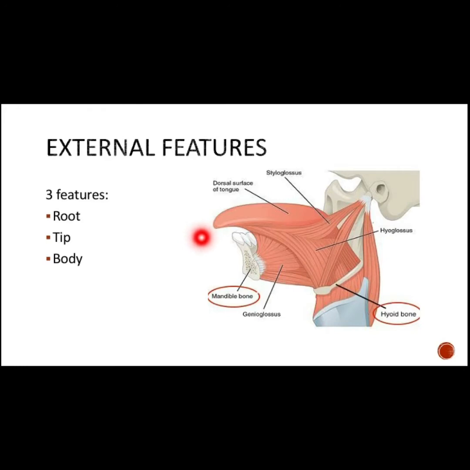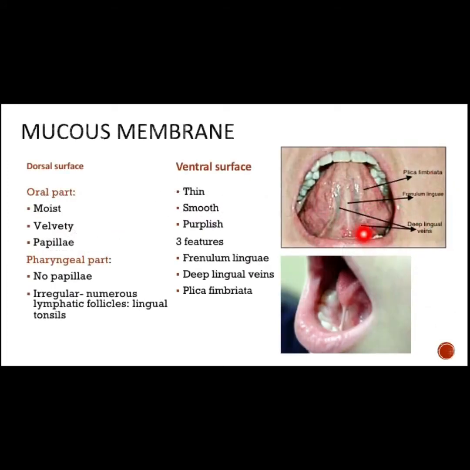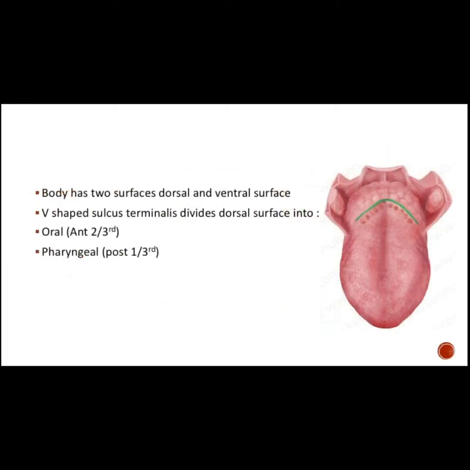Next is the body. Body is nothing but the bulk of the tongue and it has the following surfaces, that is, the dorsal surface and the ventral surface. This dorsal surface is divided into two by a V-shaped sulcus terminalis, namely the oral or the anterior 2/3 part and the pharyngeal or the posterior 1/3 part.